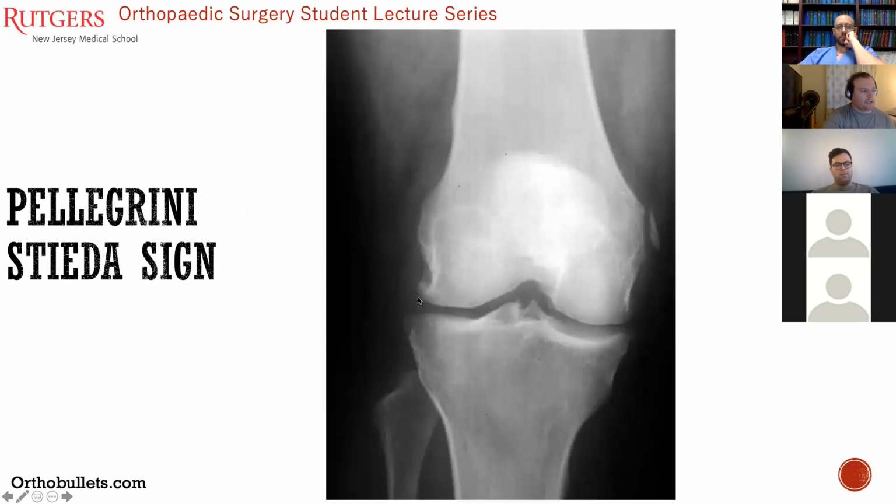Another one we have is called the Pellegrini-Stieda sign. This is a chronic injury to the MCL, essentially where the medial collateral ligament of the knee is torn off, causing an avulsion. Soft tissue forms underneath the fracture, preventing it from healing, which shows up as this chronic ossicle that's actually your MCL footprint that is avulsed off the bone. Again, this takes a while to form, so it's more indicative of a chronic MCL tear as opposed to something more acute.